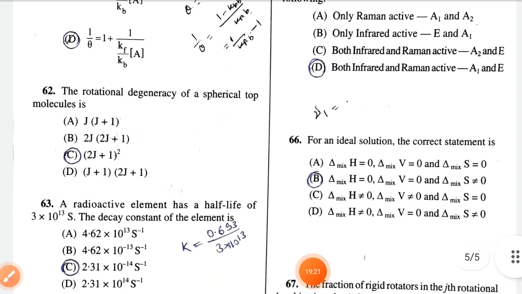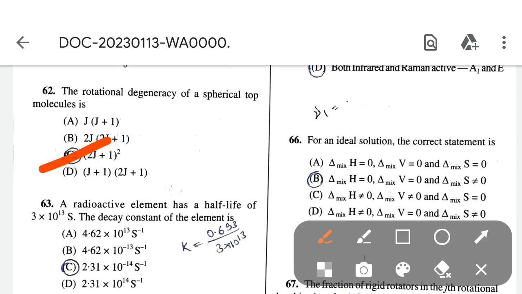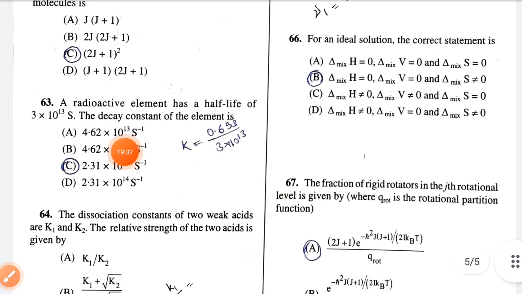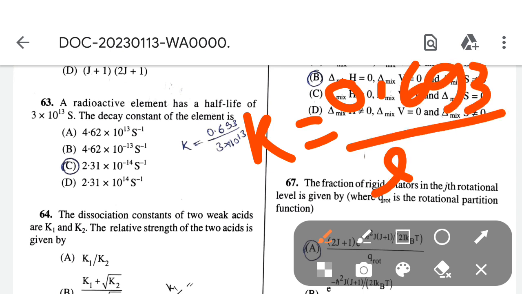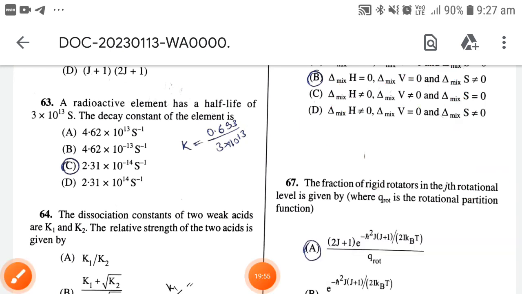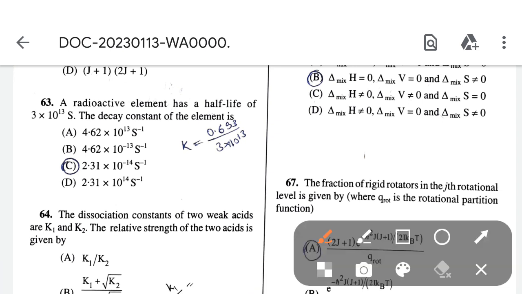Next, the rotational degeneracy of a spherical top molecule is option C. Here the correct answer is 2J plus 1 the whole square. Next, question 63. The radioactive element has a half-life of 3 into 10 to the power 13 centisecond. The decay constant of this element: here the formula is K is equal to 0.693 by T half. If we put the value in this formula, we will get the answer option C.